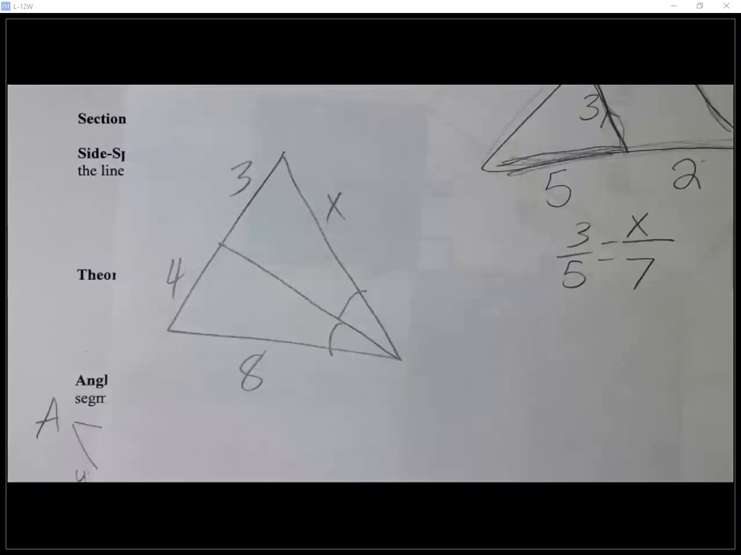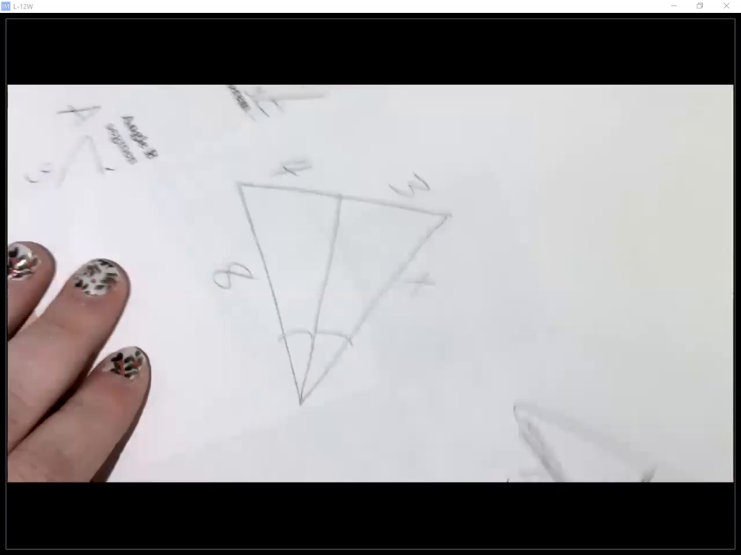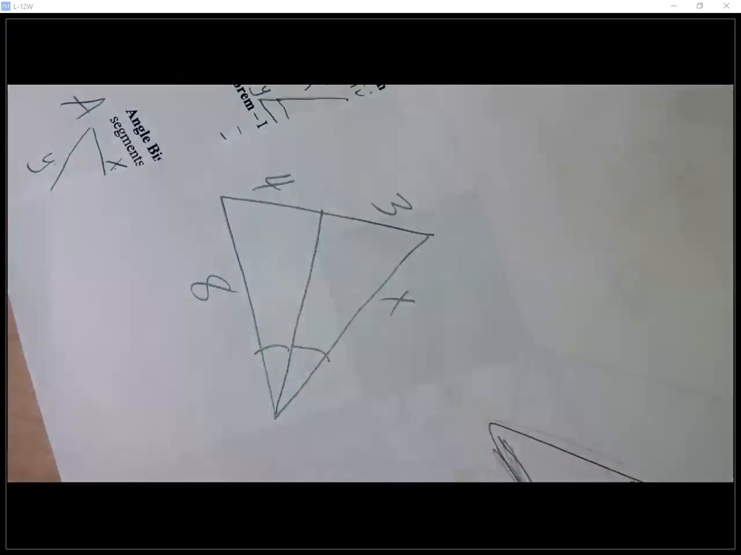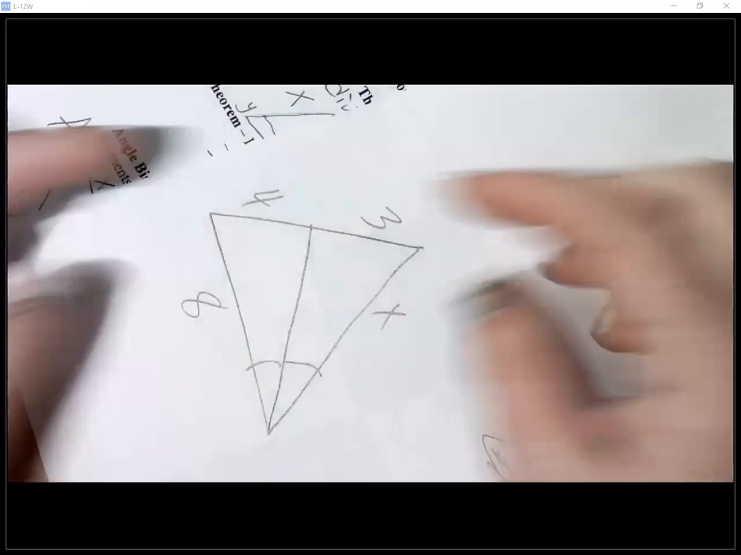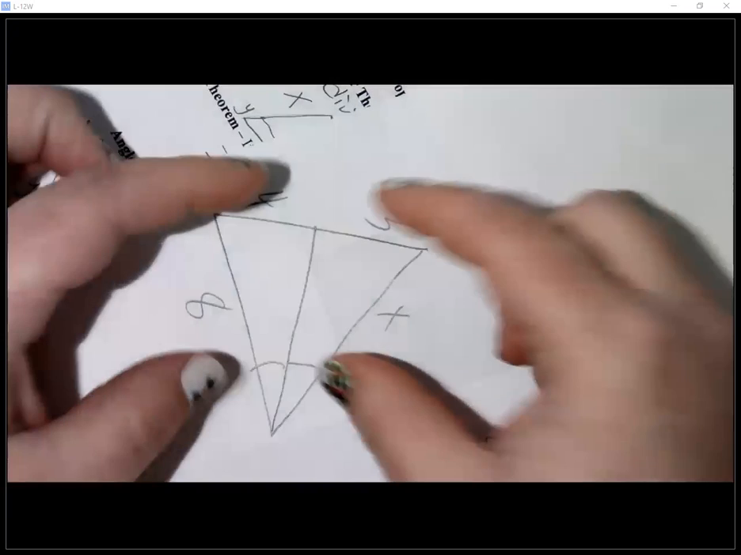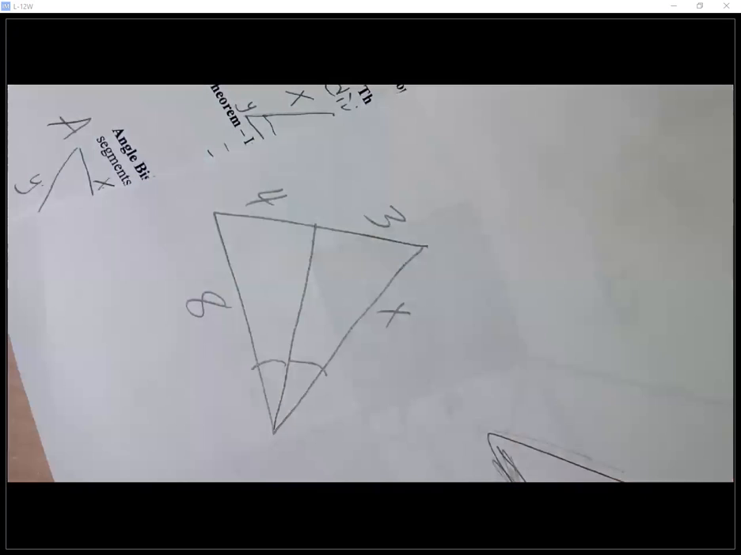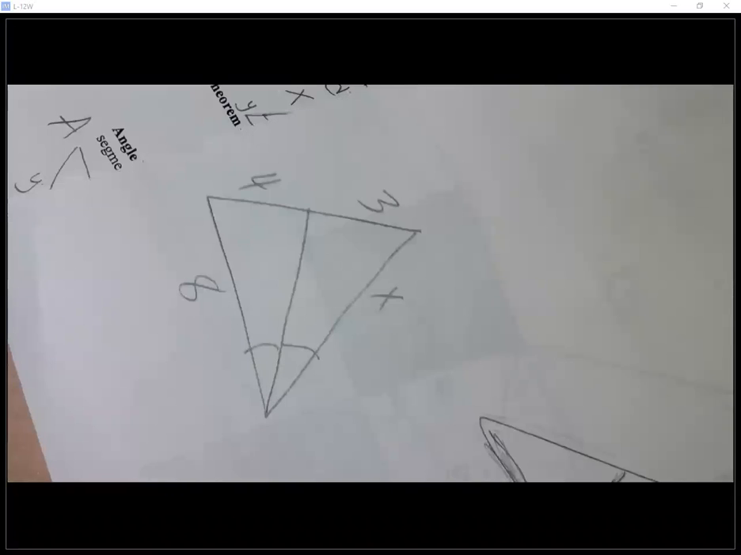Yes, so I would turn it to myself a little bit. If you could mentally turn it to yourself, you could also physically take your paper and move it around, right? And that's it. 4 over 8 equals 3 over X. You see? That's not so bad. And then you can solve accordingly.